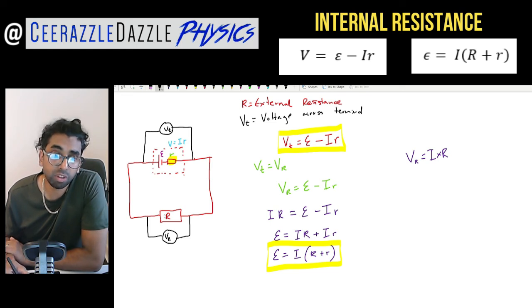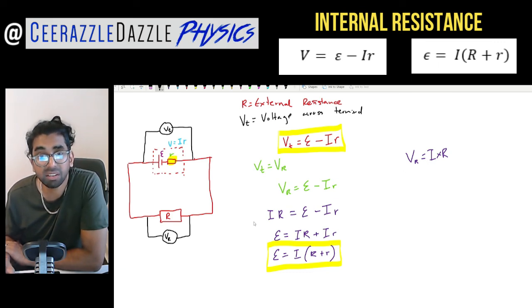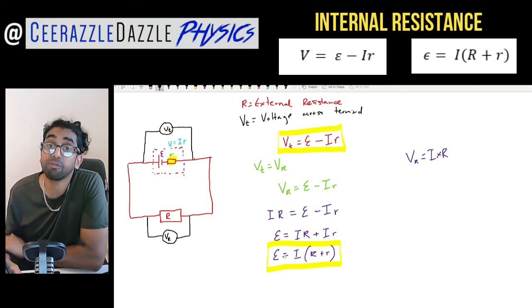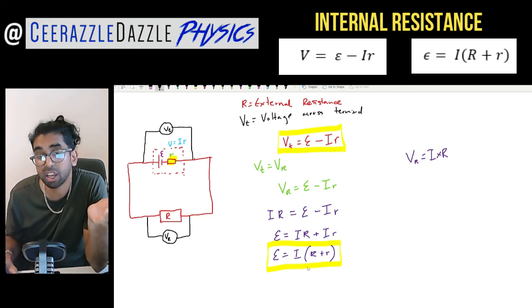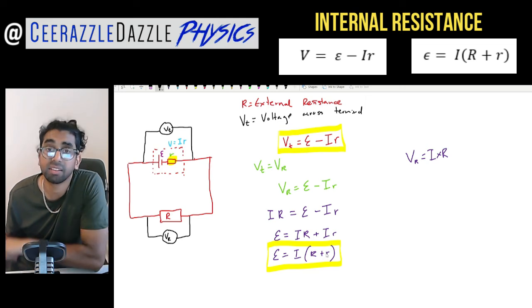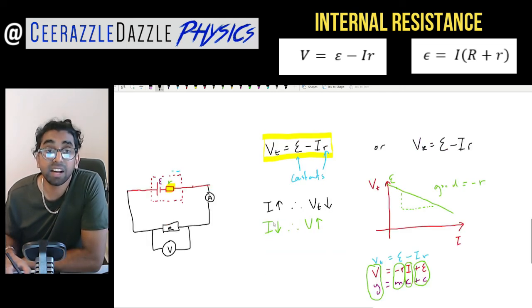And we also know that the voltage across the external resistance is equal to E minus Ir. And therefore, we can replace VR with IR, capital R, by the way. And then we can use some algebra. We can get a formula for the EMF: E is equal to I open bracket R plus r close bracket. Fantastic stuff.